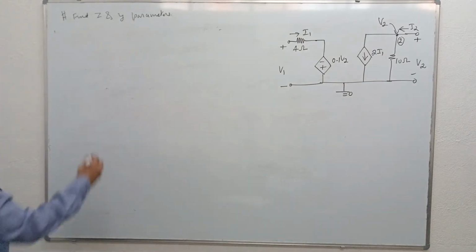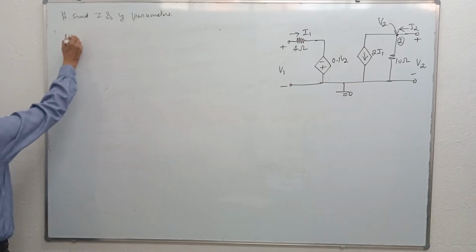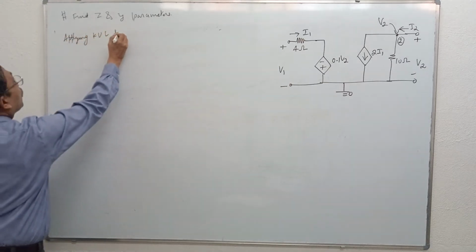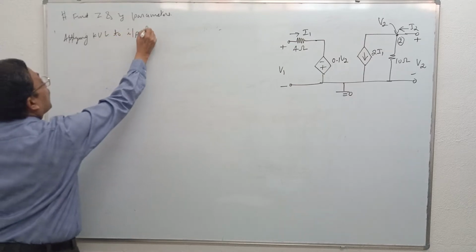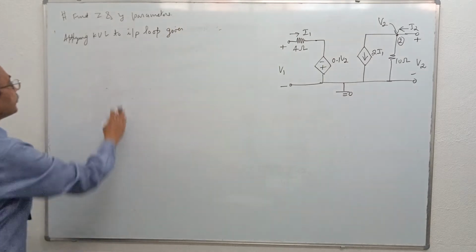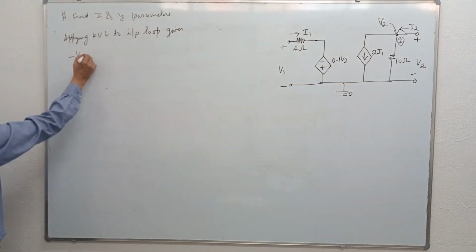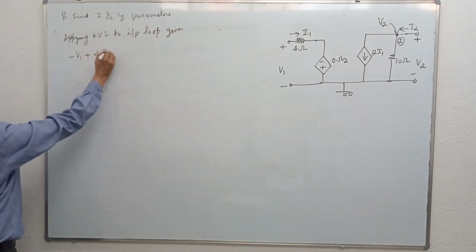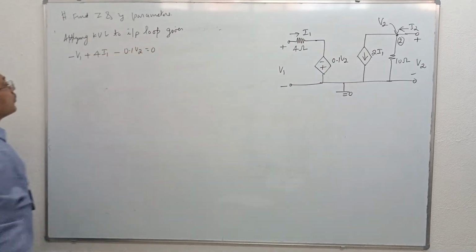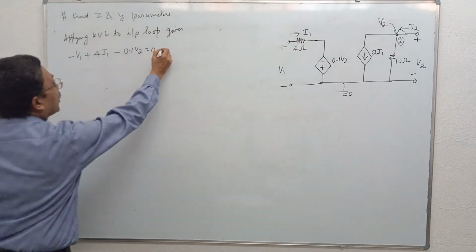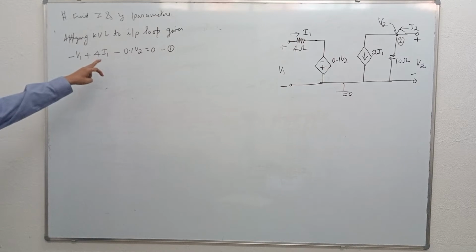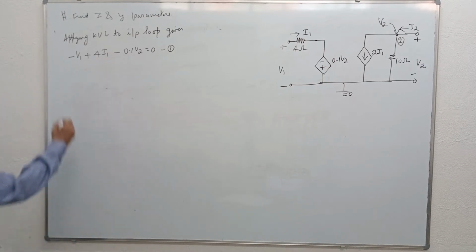Correct? So applying KVL to the input loop gives minus V1 plus 4I1 minus 0.1 V2 is equal to 0. This I call equation 1.